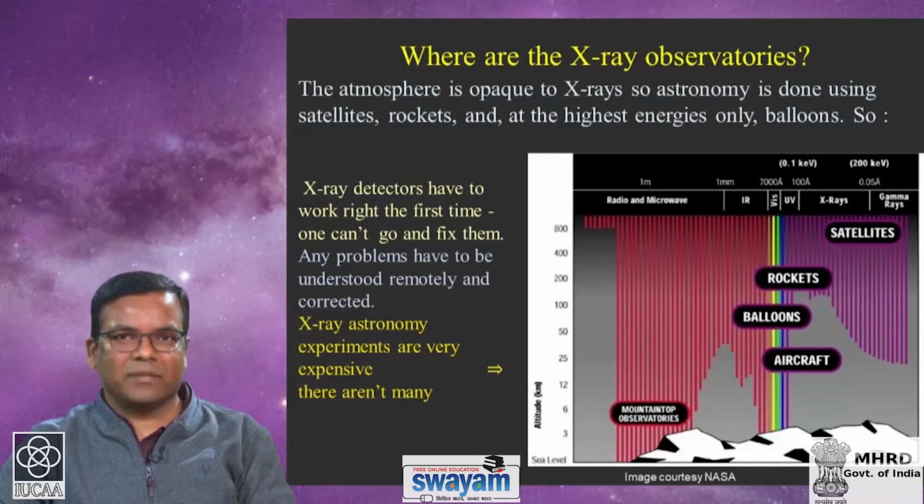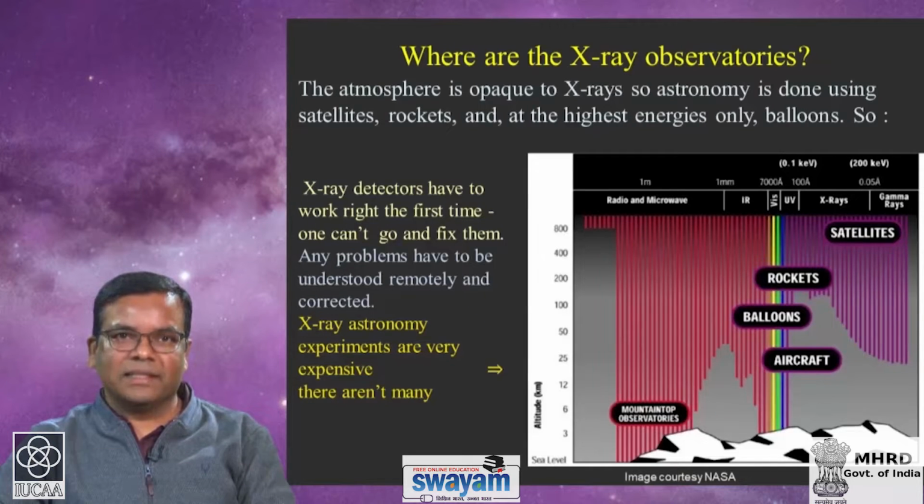So, hard X-ray astronomy can be done with balloon-borne experiments, while to study soft X-rays from cosmic X-ray sources, we need to use satellites and rockets. What this means is that X-ray detectors have to be in satellites above the Earth's atmosphere. So, therefore, X-ray detectors have to work right the first time. We cannot go and fix them there. Any problems have to be understood remotely and calibrated accordingly.